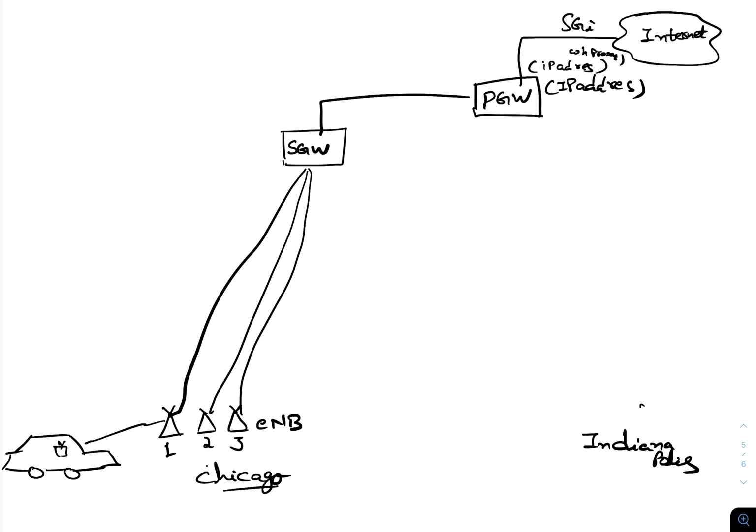Suppose the car moves from one eNode B to the other eNode B, and some of the packets are still in eNode B1, and the remaining packets have to move to eNode B2. So it uses an interface called X2. X2 is the interface between the eNode Bs to move the remaining data packets from the previous eNode B to the next eNode B.